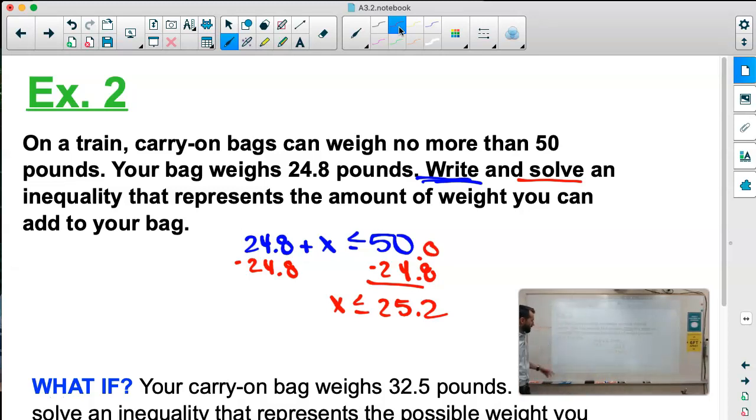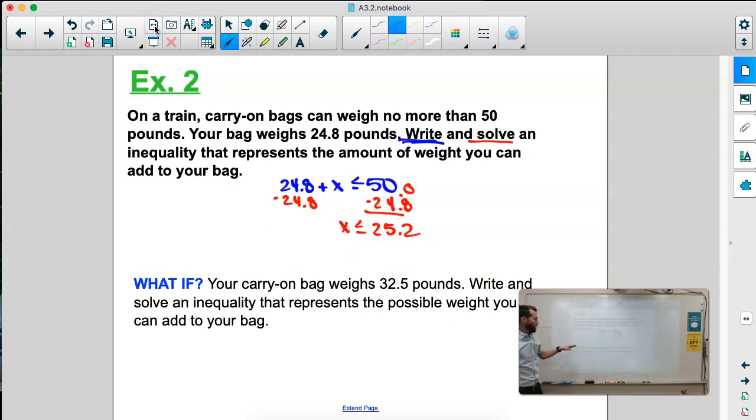Okay? Notice the similar kind of question. Your carry-on bag weighs 32 pounds. So all that's doing is changing this to a 32.5. So don't be thrown off if there's an extra one or additional one. Think through the logic of it. Nothing's really changed. They just made your original bag heavier.